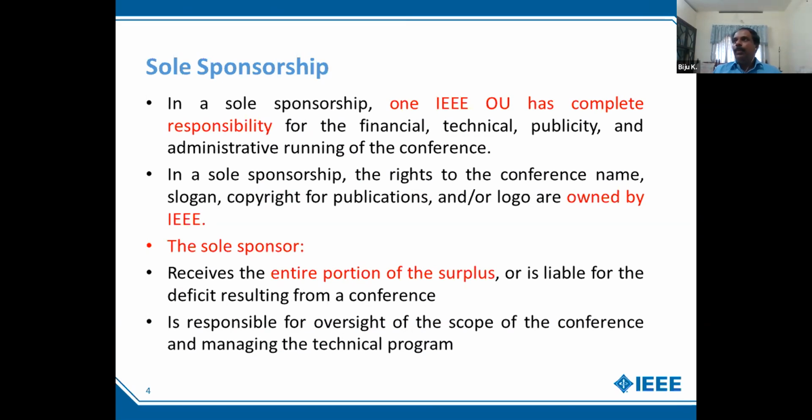In the sole sponsorship, the IEEE OU has complete responsibility on the sponsorship. That means the whole part of the conference, financial, technical, publicity, and administrative running of the conference, is taken by the IEEE OU itself. The rights to the conference name, slogan, copyright for publications, and logo are all owned by IEEE only. The sole sponsor receives the entire portion of the surplus and is liable for the deficit resulting from the conference also. So if there is a surplus or a deficit, the entire burden has to be borne by the sole sponsor. The sole sponsor is responsible for oversight of the scope of the conference and managing the entire technical program. So it is up to the responsible OU to conduct the entire conference alone in the case of sole sponsorship.